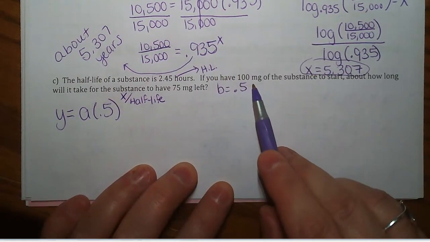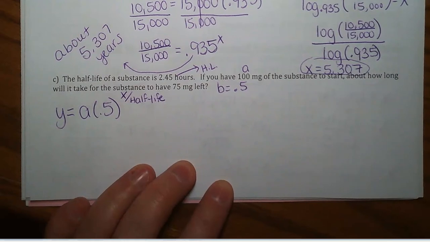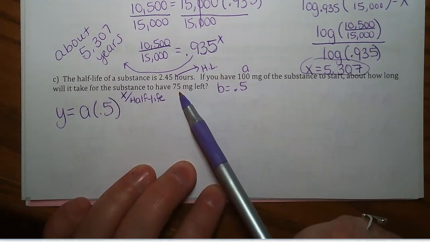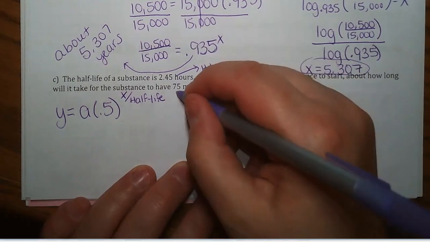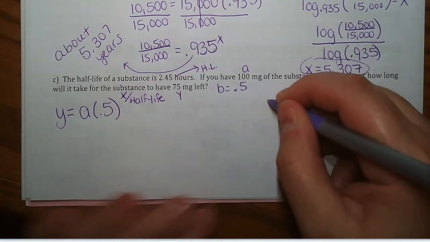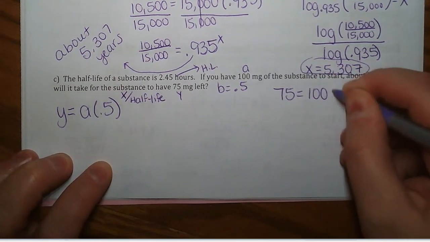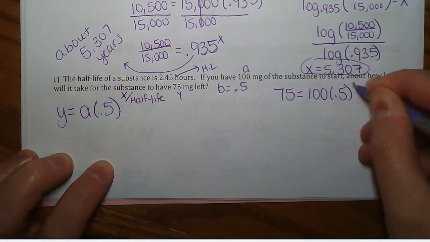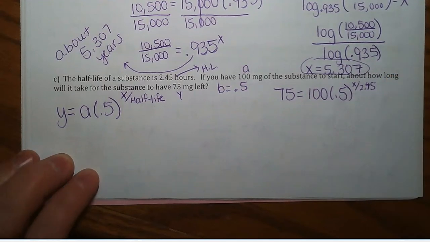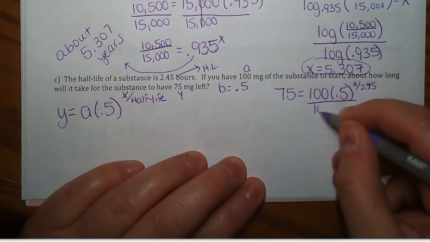You have 100 milligrams of the substance to start. Your starting amount is going to be your A value. About how long will it take the substance to have 75 milligrams left? So I want to know when I have 75 milligrams left. That's what we're going to plug in for Y. So in my general form here, I'm going to have 75 equals 100 times 0.5 to the x over the half-life, which is 2.45. Okay, this is going to be one extra step than the previous questions we've been doing.